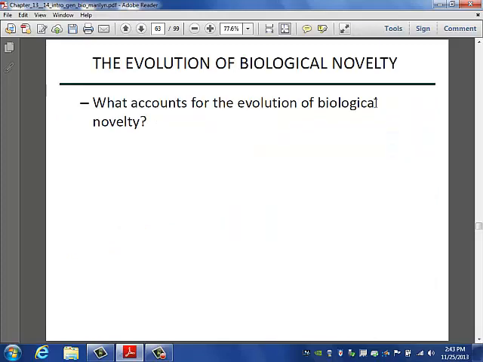Again, it basically just comes down to, are the changes viable in offspring? And can those offspring have more offspring? What accounts for the evolution of biological novelty?